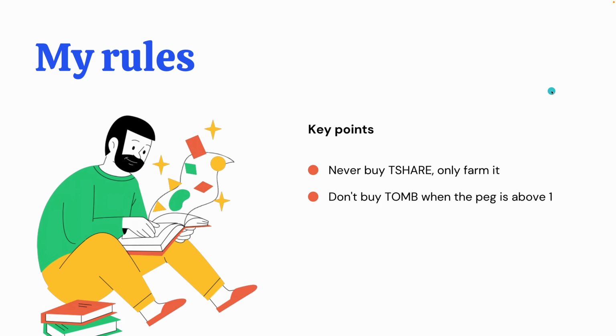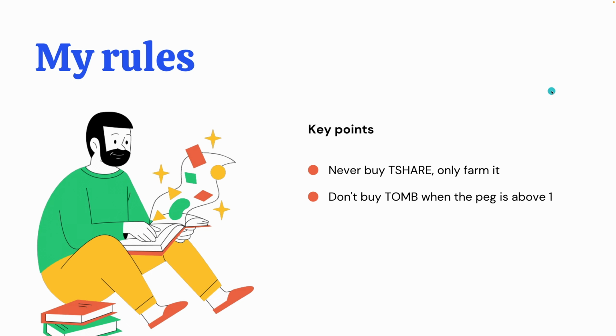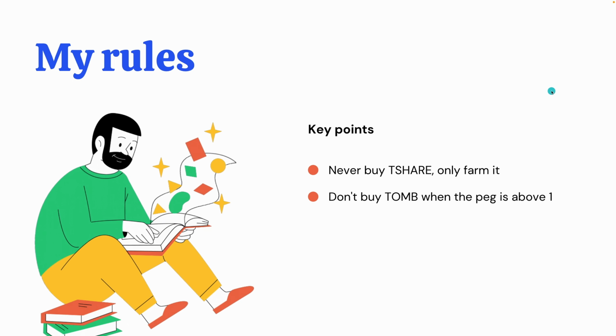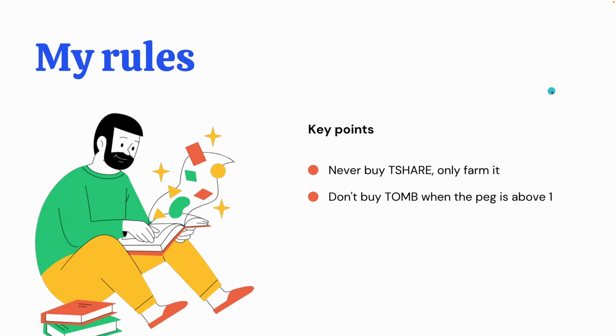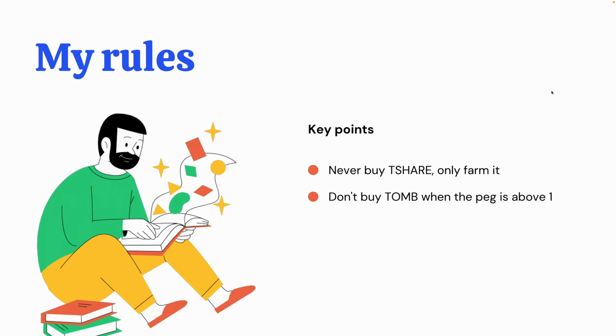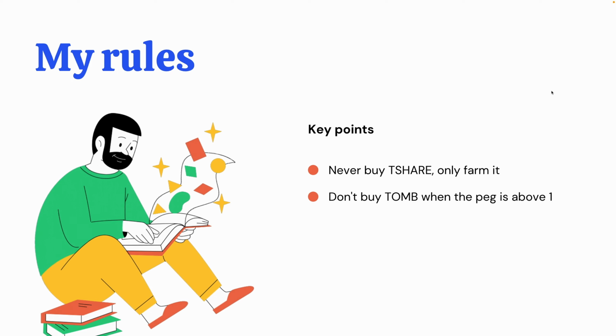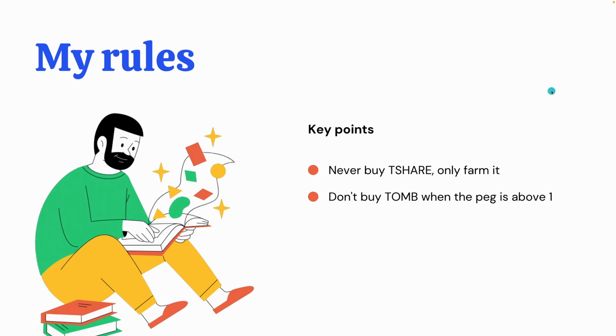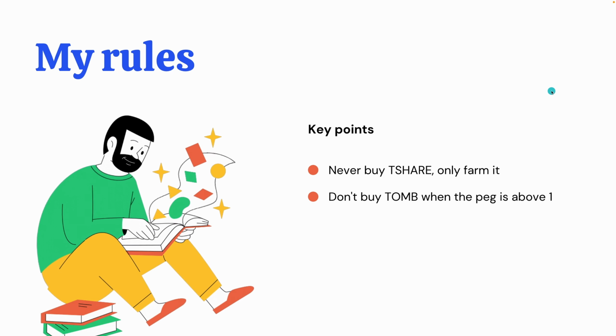I don't want to buy Tomb when maybe one Tomb costs 1.5 Phantom. Let's say it's a bit exaggerated, but just to make it clear, right? It doesn't make any sense, because my goal right here is to stack up my Phantom and take profits later on. So I want to make it a good deal when I'm buying Tomb.